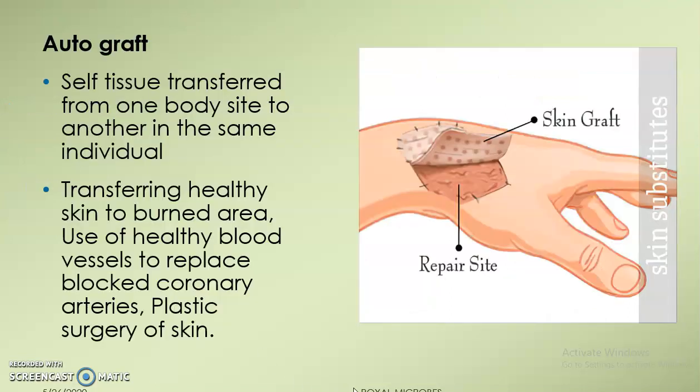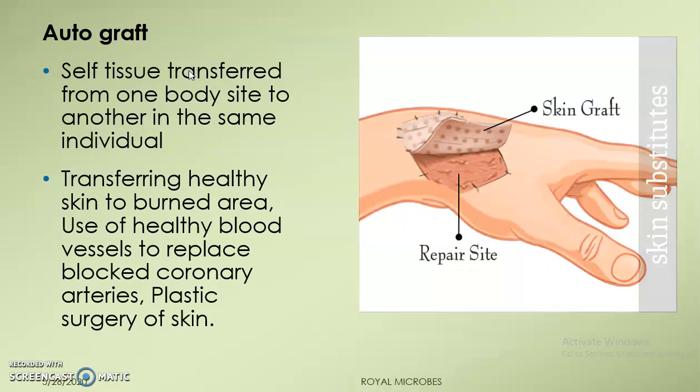Coming to the details, we can see autograft. We have already heard about plastic surgery. It is a very important example of autograft transplantation. That is, the self tissue is transferred from one body site to another site in the same individual. This occurs in a person who has lost their tissues due to some accidents, some burns or other injuries.